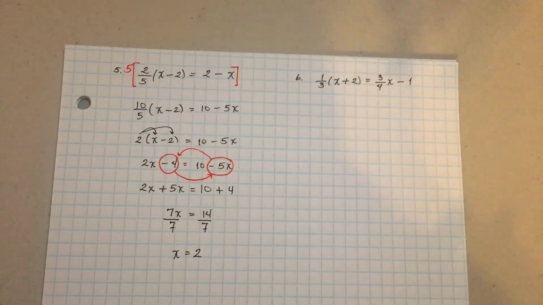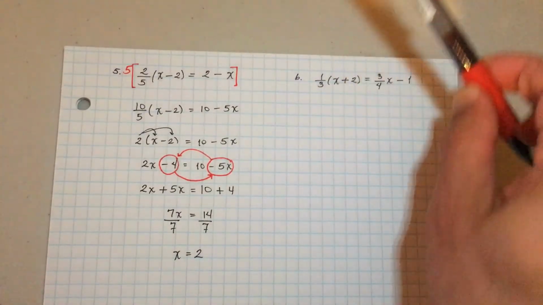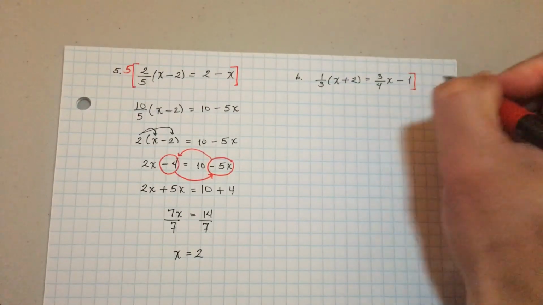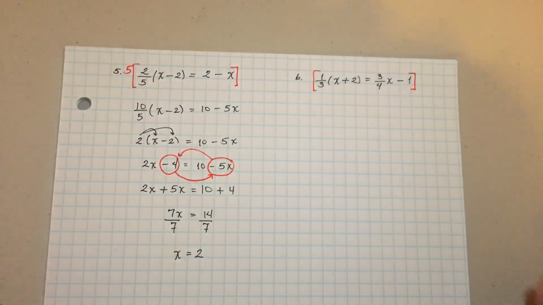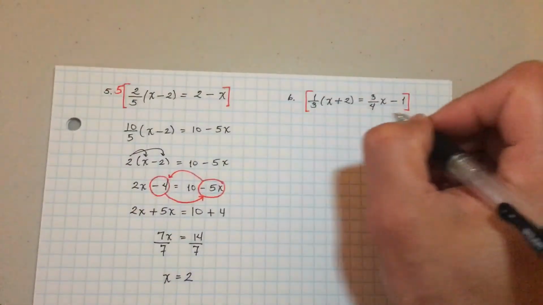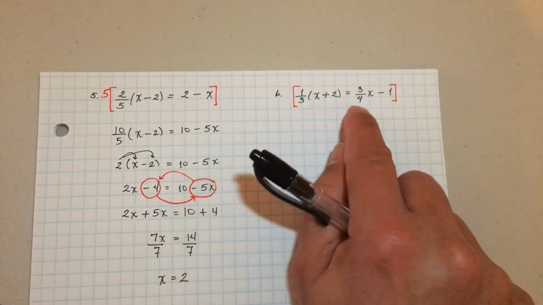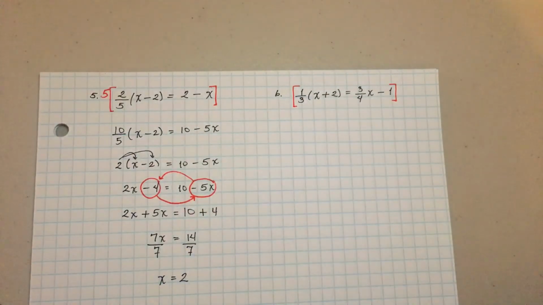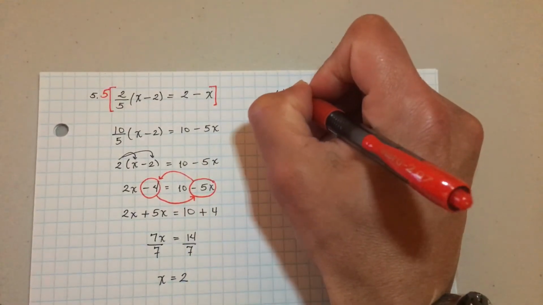Okay, last one, number 6. Okay, we're going to go ahead and do the same thing. Close it off with a bracket. So now, okay, we're going to do the same thing. Let's go ahead and multiply. What do you see on the bottom? A 3 and a 4. So I'm going to use a 12. 3 times 4 is 12.